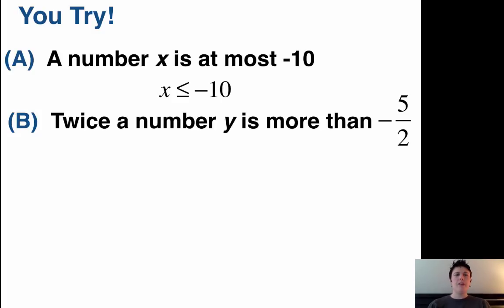Let's look at the next one. Twice a number y is more than negative 5 halves. Twice a number, so what does twice mean to do? Hopefully you multiplied it by 2, that's what twice means to do. Twice a number y, so 2 times y, basically, is more than negative 5 halves. So 2y, it has to be greater than negative 5 halves. There's my translation. And I hope that's what you got too.